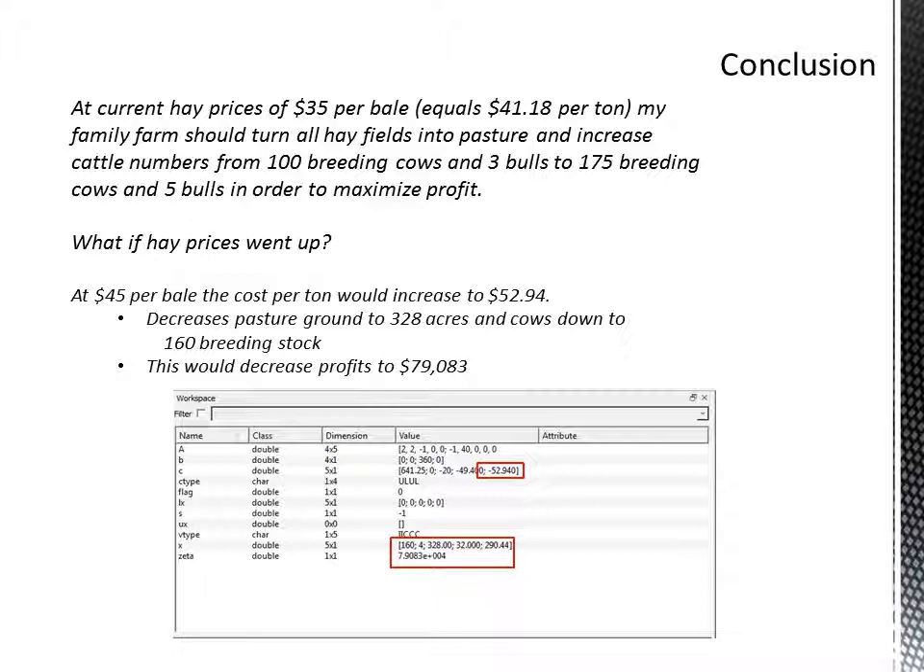If corn should rise again to say $7 a bushel and increase hay demand, it would also increase the price of hay to, let's say, $45 a bale. This would change my results. As you can see, changing the price of hay to $45 a bale decreases our pasture ground available and our number of breeding stock.